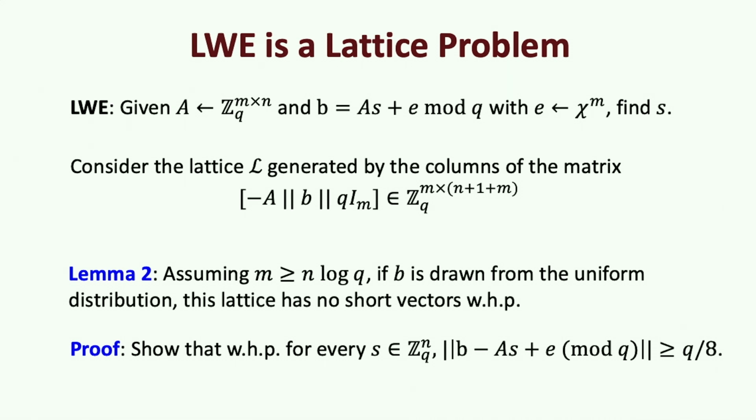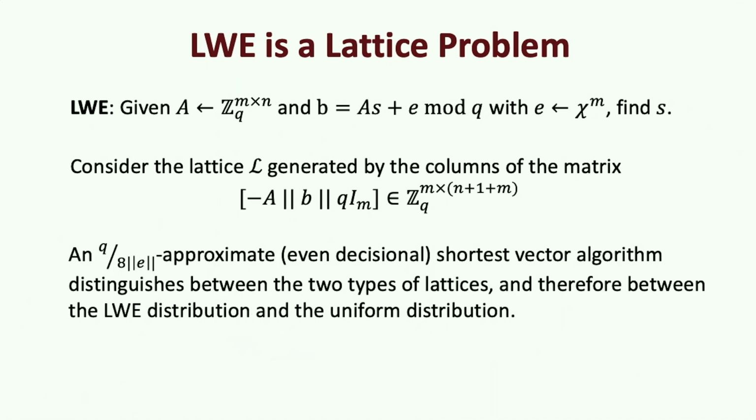So here is a reduction of LWE to distinguishing between a lattice which has a short vector and a lattice which doesn't have any short vectors. That's the decision version of the shortest vector problem. In other words, a q over 8E approximate shortest vector algorithm would let you distinguish between these two distributions.